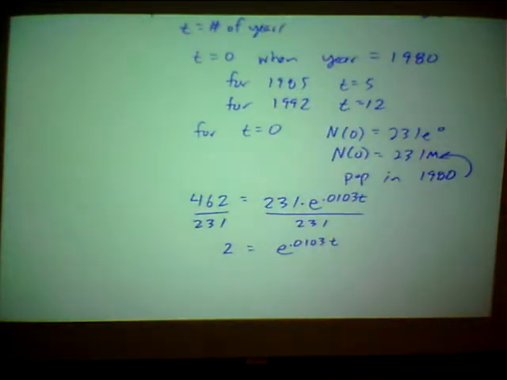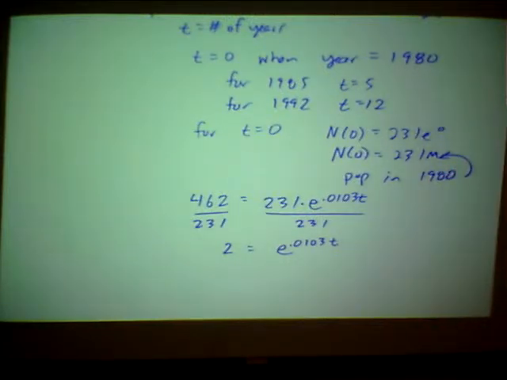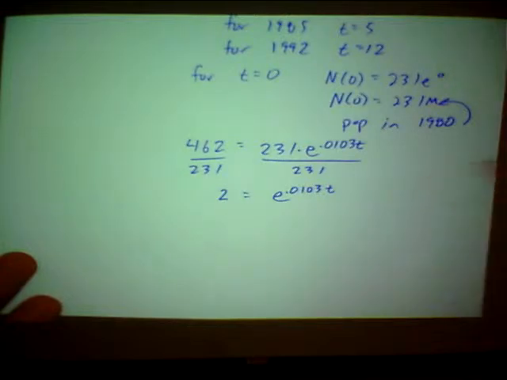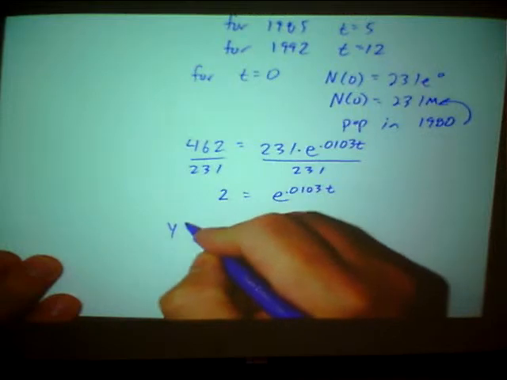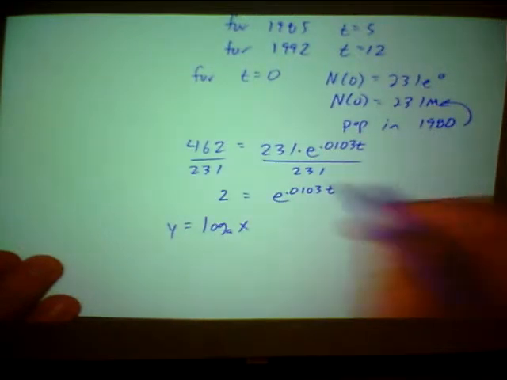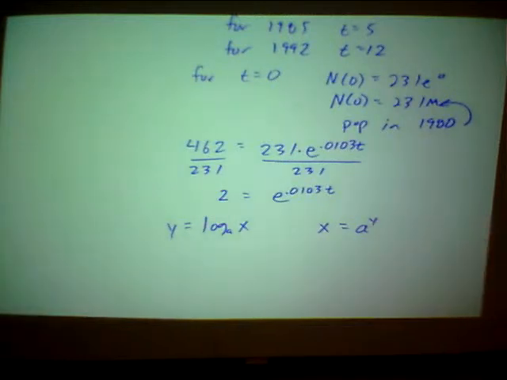At this point, I want to show you two different ways of using logs to solve for this t. I'm going to tell you the way that I prefer, because to me it seems faster and it's almost like a shortcut. But I also want to show you the way that we talked about in class when we first began to introduce logs. If you recall, the two key equations for logs are the log equation, and then we also have the exponential equation.